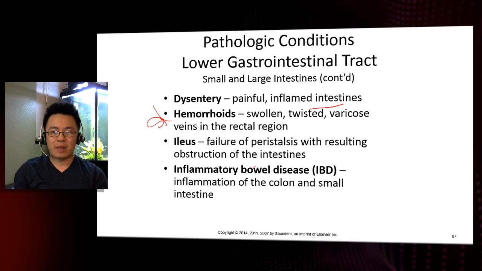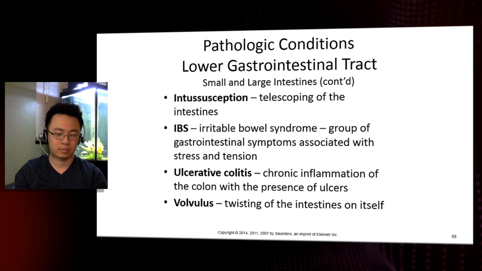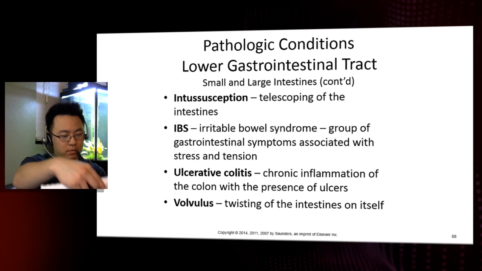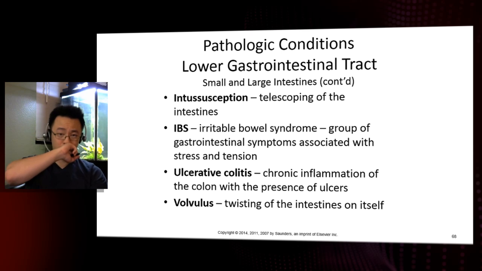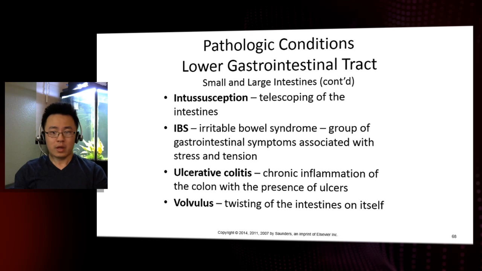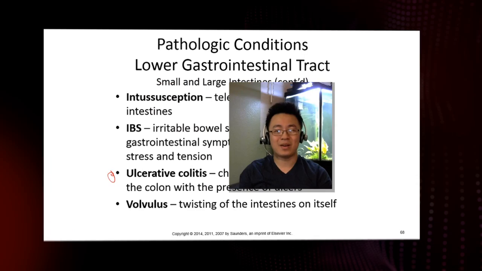And we have here inflammatory bowel. I'm going to skip a couple of these. You can read that on your own, but we definitely have inflammatory bowel disease, IBD, which is inflammation of the colon and the small intestine. We have here IBS, which is irritable bowel syndrome. It's a group of gastrointestinal syndromes associated with stress and tension. We have ulcerative colitis, which is chronic inflammation of the colon with the presence of ulcers.